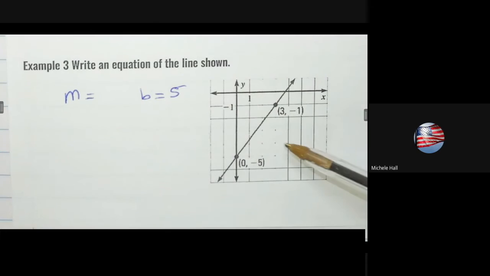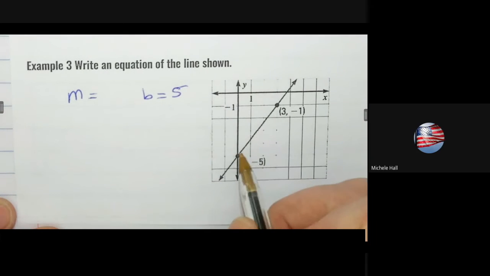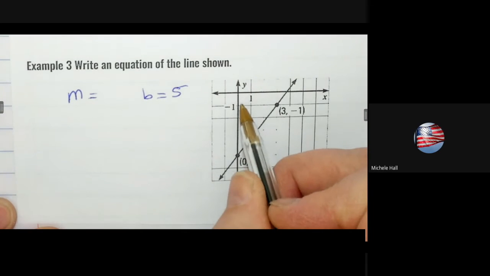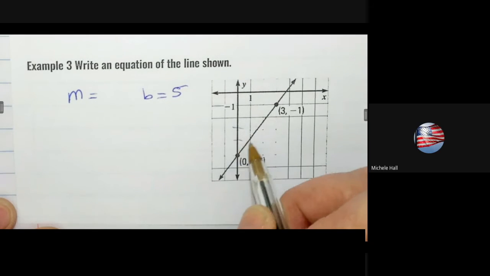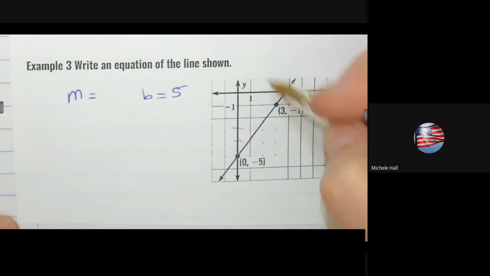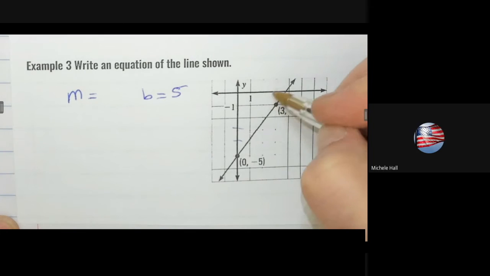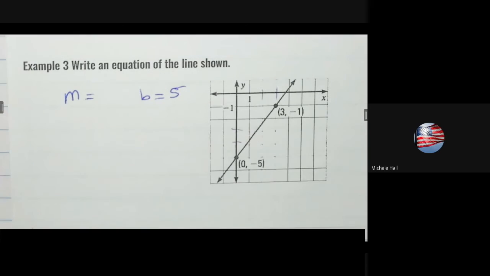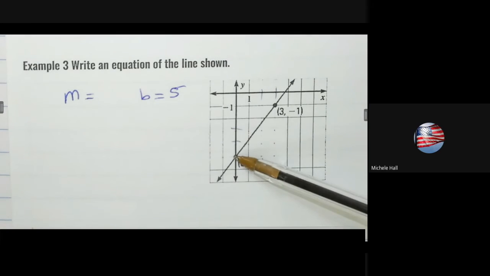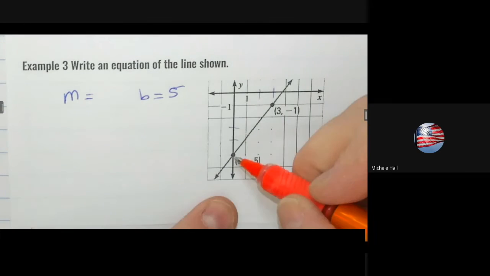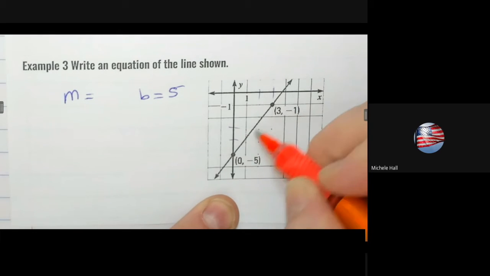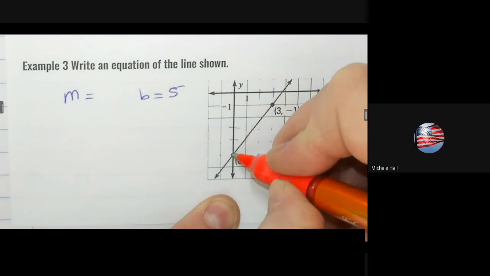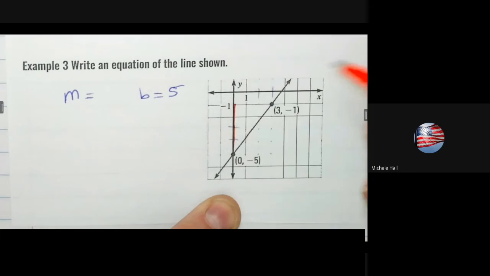And now we're going to rise and run. Make sure we can see the lines here. It's 5. So 1, 2, 3, 4, 5. And then this point is at 3. So 1, 2, 3. Okay. Sorry about the graph. From one point, we're going to rise and run between 2 points. So we're going to rise, and then we're going to run.